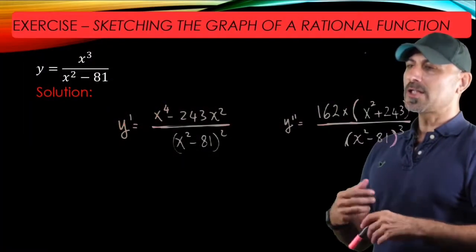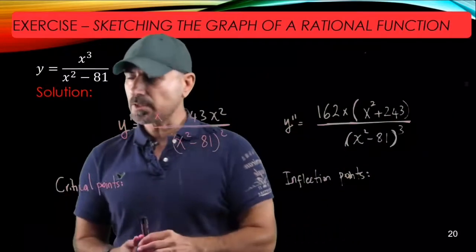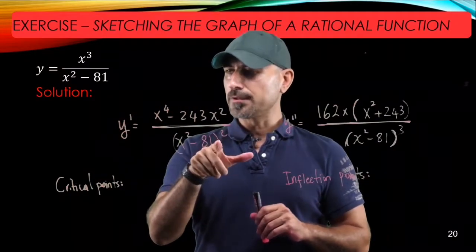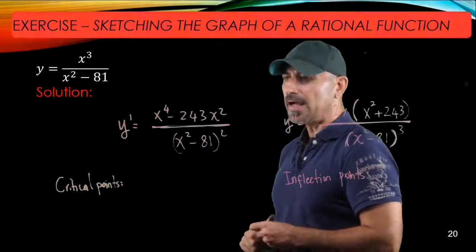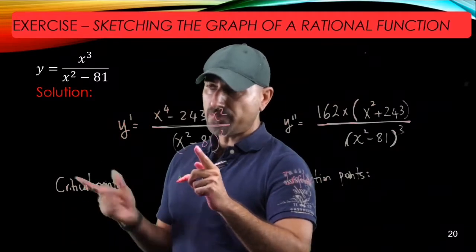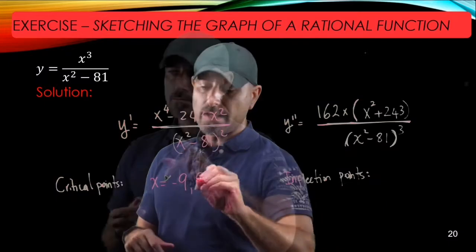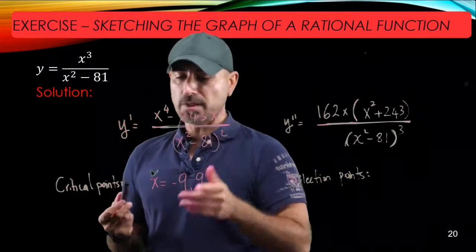So at this moment, we're going to go ahead and find the critical points and the inflection points. We have two types of critical points. One is the x's that make the y prime 0, and the other one is the x's that make the y prime undefined. So we can do the undefined part pretty quick here because we know from the previous step that x equals -9 and 9 would make the bottom of the function 0, so the function is going to blow up at those points.